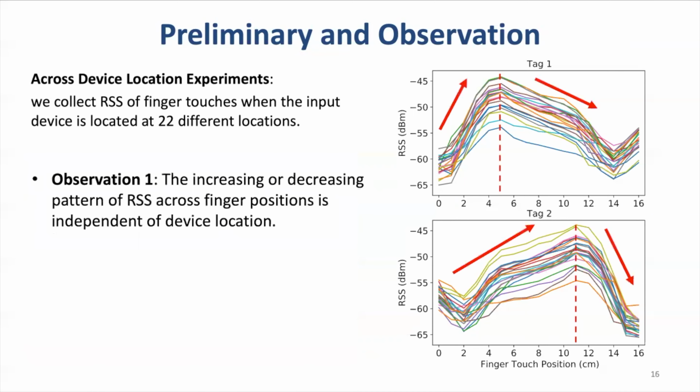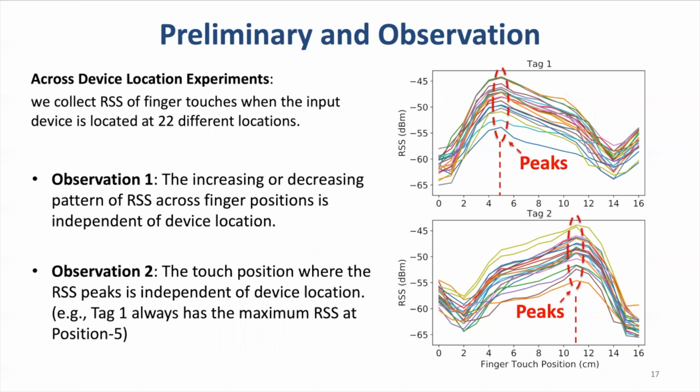We had 2 observations. First, the increasing or decreasing pattern of RSS across finger touch positions is independent of the device location. For example, for tag 1, when the finger moves from position 0 to 5, the RSS values of all device locations increase. When the finger moves from position 5 to 14, all RSS values decrease.